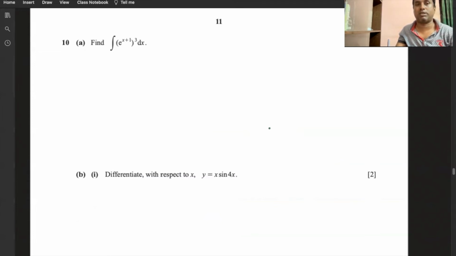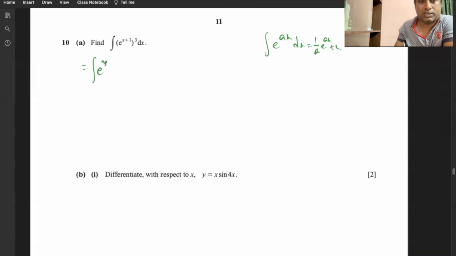So this is question number 10a. This is simple integration. Integration of e to the power ax dx equals 1 by a e to the power ax plus c. If we simplify this, this will be e to the power 3x plus 3 dx. So we can write here 1 by 3 e to the power 3x plus 3, plus c.